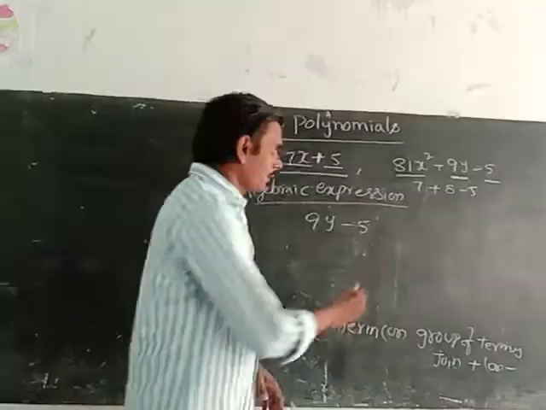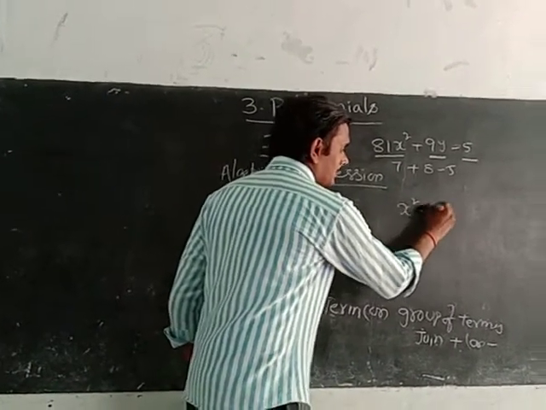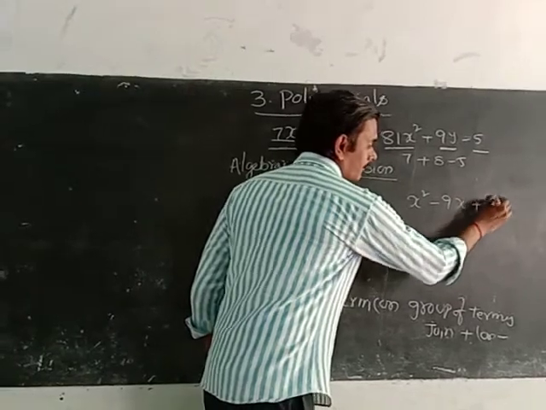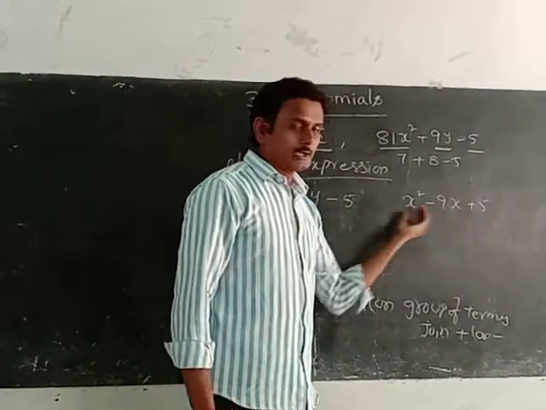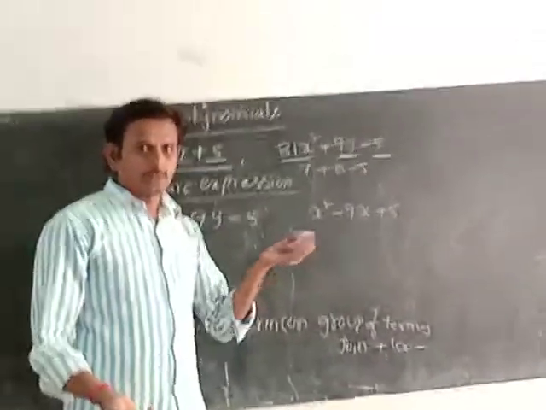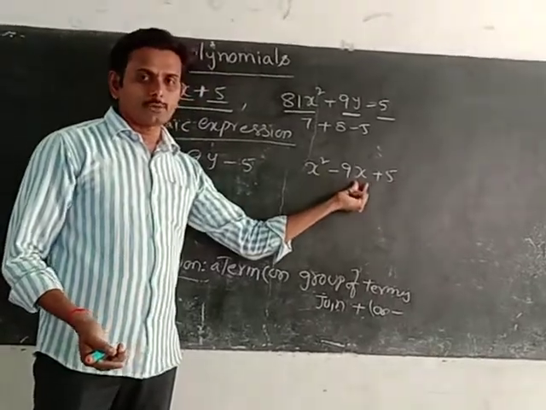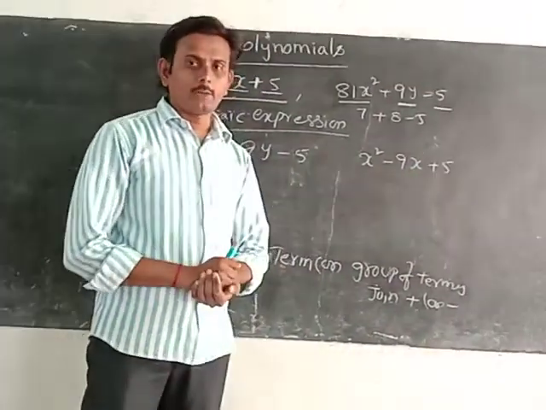That means this one. Similarly, we can write one more example: x square minus 9x plus 5. Here we have three terms. In these three terms, at least one should contain a variable. Here already two terms have a variable, so we can call this an algebraic expression.